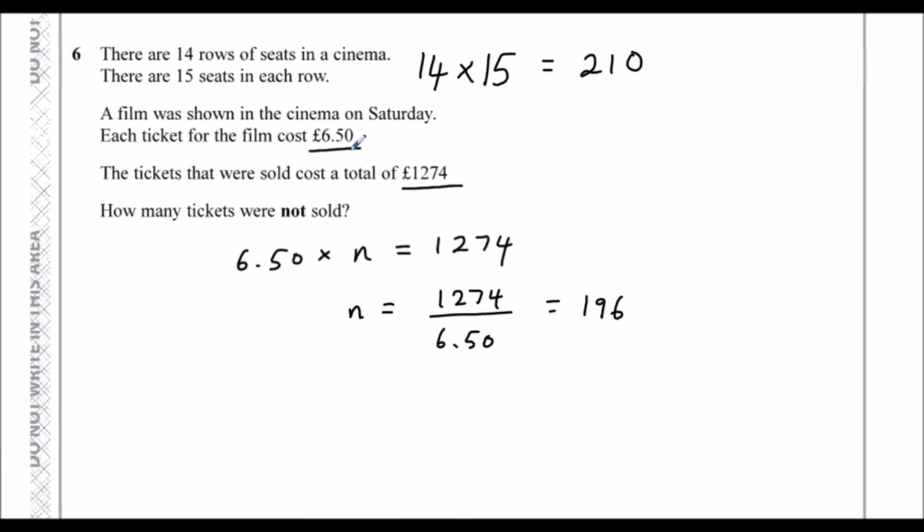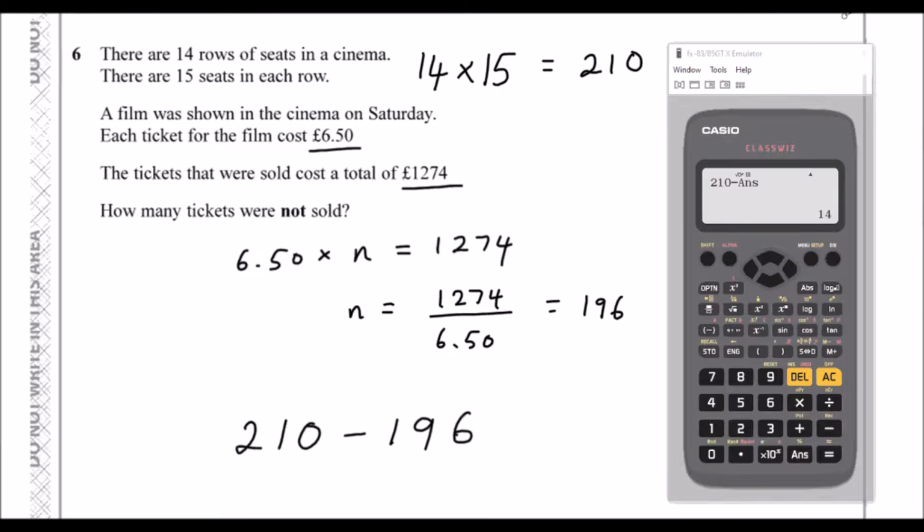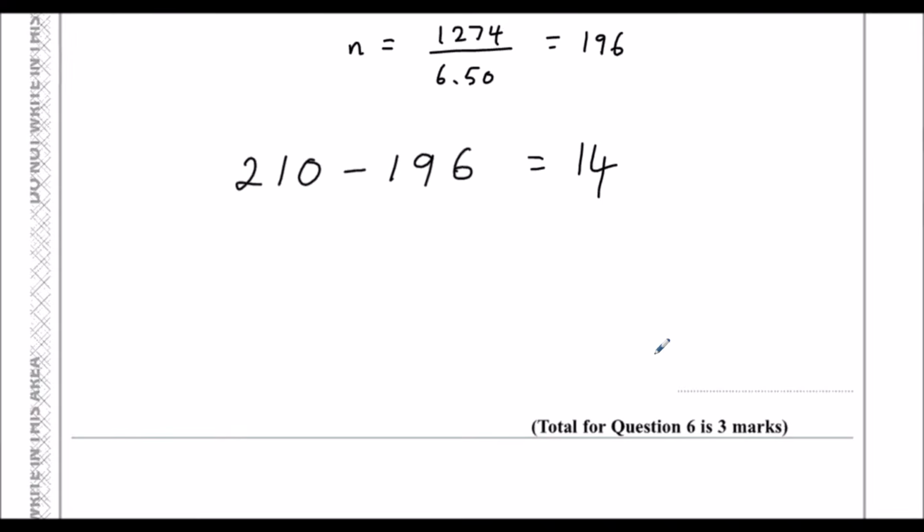196 £6.50s make 1,274. The question says how many tickets were not sold. So there are 210 seats, 196 tickets are sold. So take away 210, take away our last answer, which was 196, is 14. So 14 tickets were not sold.